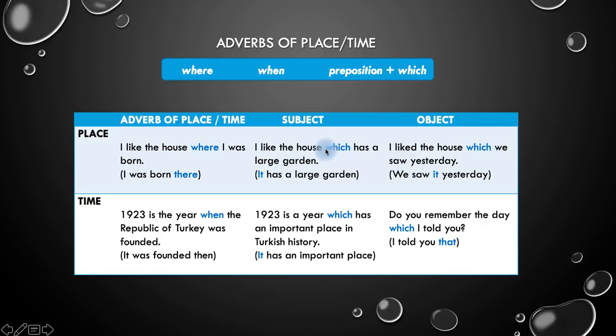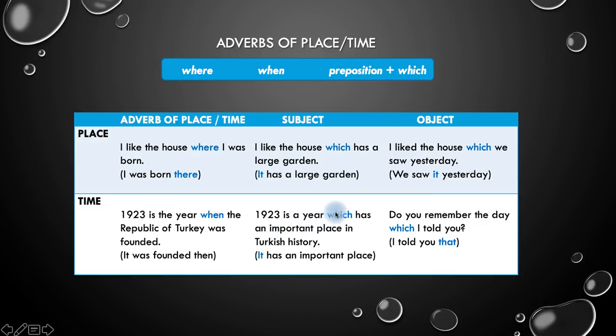Okay. And in this case, by the way, which is the subject of the sentence, right? It can also be used as an object. I liked the house which we saw yesterday. So again, which does not describe the place. Yeah, we have the house here, but we are not describing the place. We again speak about the house as something that we saw. Yeah, the house, we saw it yesterday. That's the object. The same happens with time.